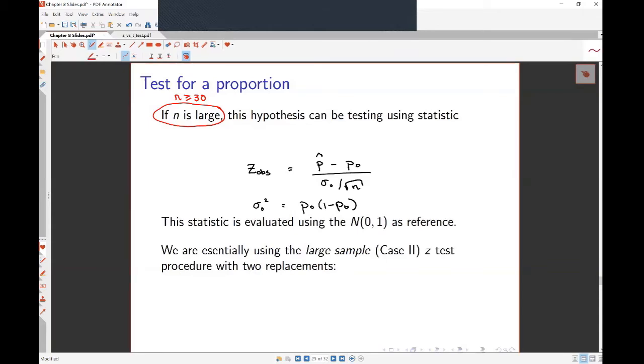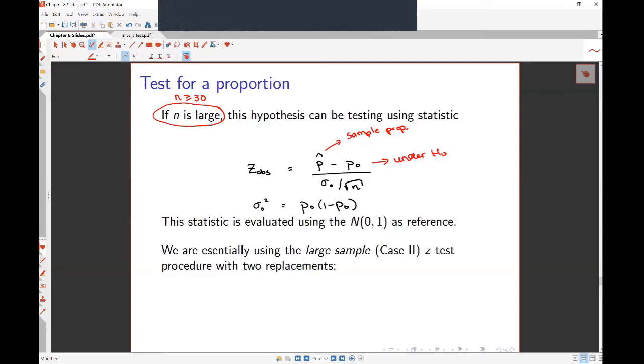So let's just run through what the different aspects in this test statistic are. The p hat, that's your sample proportion. So in your sample with n observations, you're going to count the number of successes, divide that by sample size. P naught is the value under the null hypothesis, and that value is also used to calculate sigma naught, and of course you know what your sample size is.